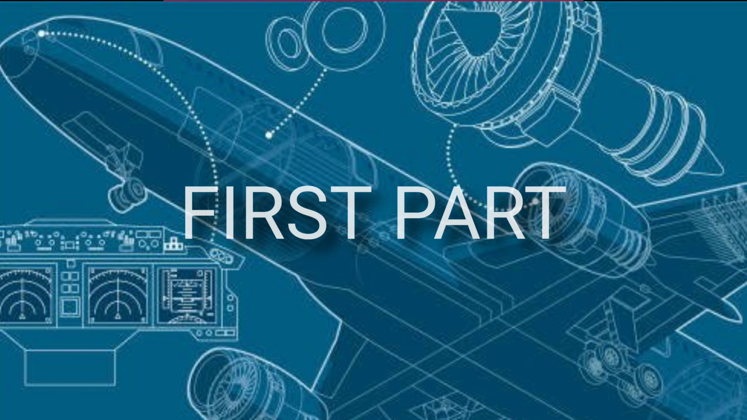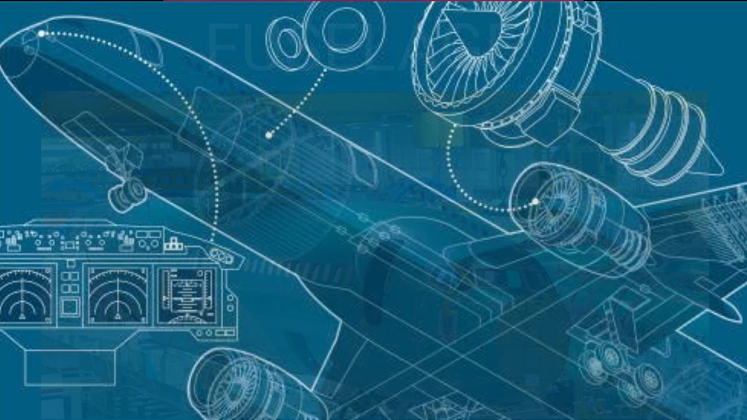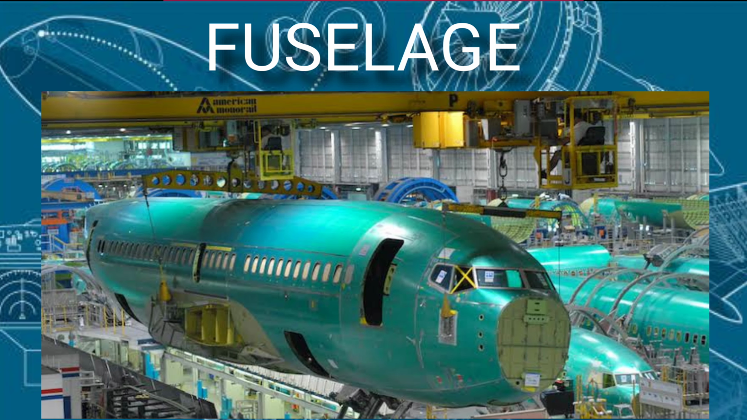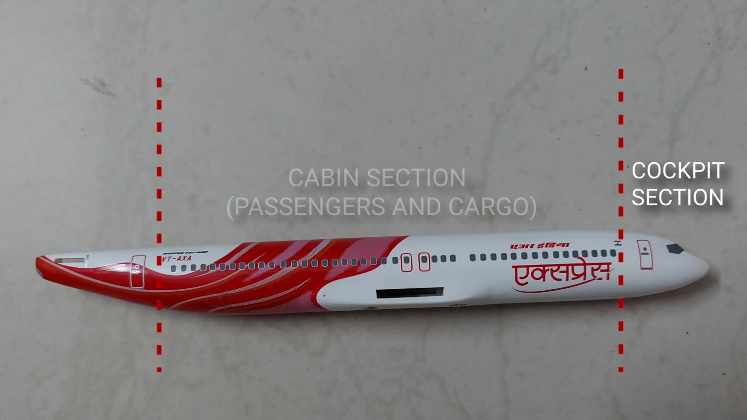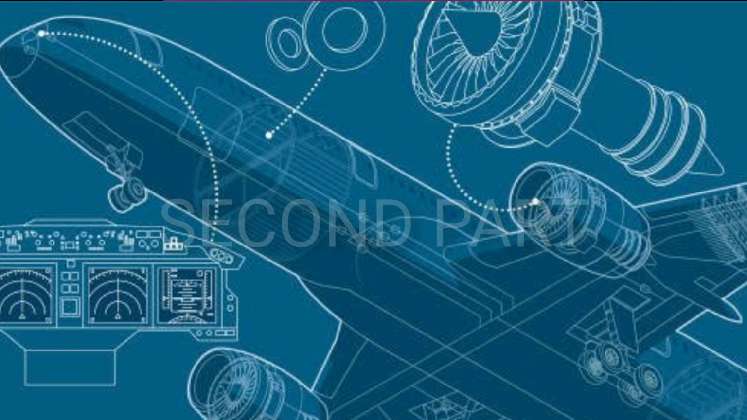So the first part of the aircraft we are going to learn is this part, which is called the fuselage. We can say the fuselage is the main body to which the other parts are attached. It is basically divided into three parts. First being the cockpit section, where the pilots are in action. Second, the cabin section for the passengers and cargo. And third, called the tail section.